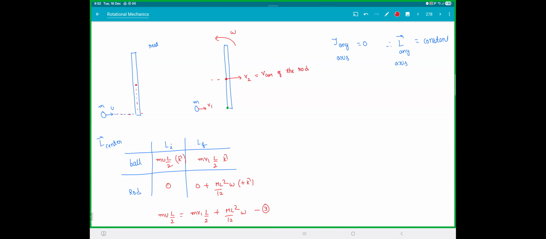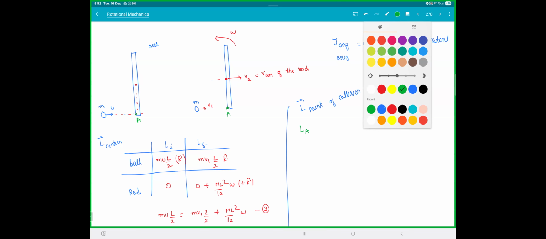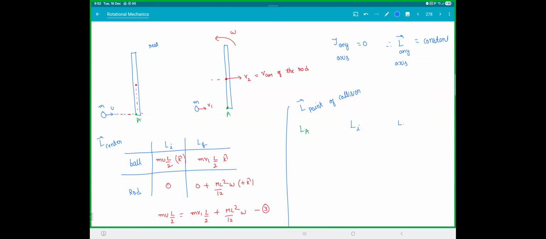But if you take about the point of collision, your life actually becomes more easy. L about point of collision. This is my favorite thing. I always take about point of collision. So up to you though. So let's call it A for the sake of calling it. So L about A is conserved. L initial, L final, the ball, and the rod.